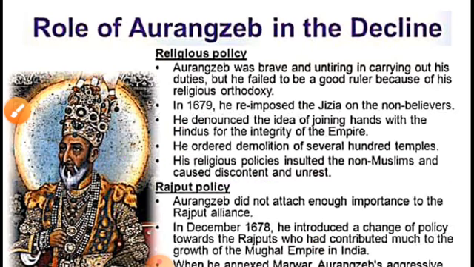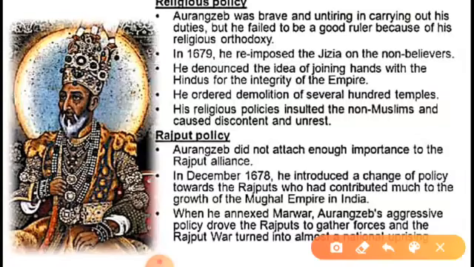Next one, the Rajputs were a very powerful regional kingdom. This Rajput kingdom also did not support Aurangzeb to rule over our country. Aurangzeb did not attach enough importance to the Rajput alliance. We got the information that during Akbar's period the Rajputs got respect, but in the time of Aurangzeb that respect was fully gone. In December 1678, he introduced a change of policy towards the Rajputs, who had contributed much to the growth of the Mughal Empire.